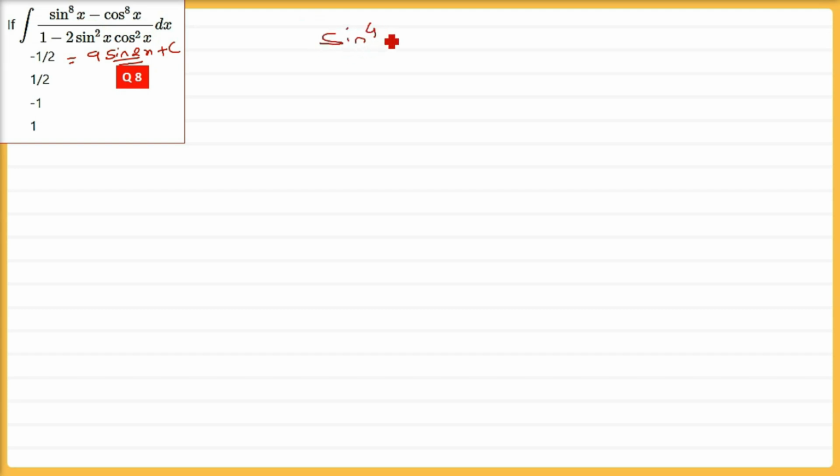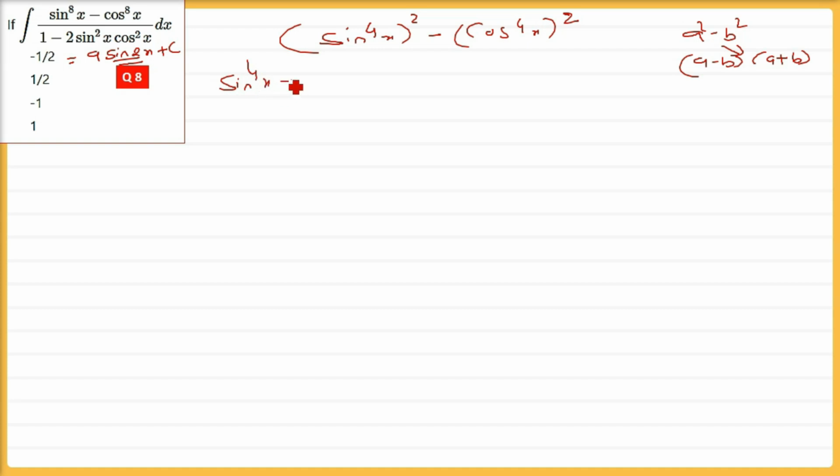Let's write this sine to the power 8 x as sine to the power 4 x whole square minus cos to the power 4 x whole square. So now this has become a squared minus b squared, and a square minus b square is a minus b into a plus b. This you already know. I'm just doing the numerator right now. So sine to the power 4 x plus cos to the power 4 x, and sine to the power 4 x minus cos to the power 4 x.